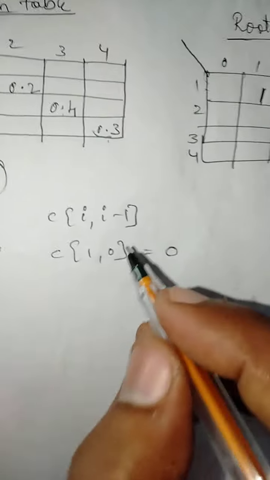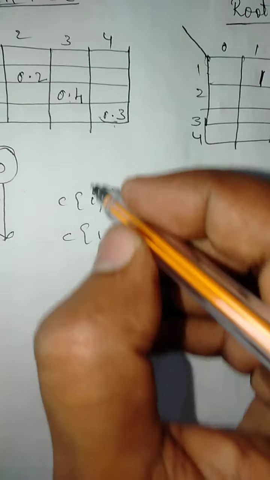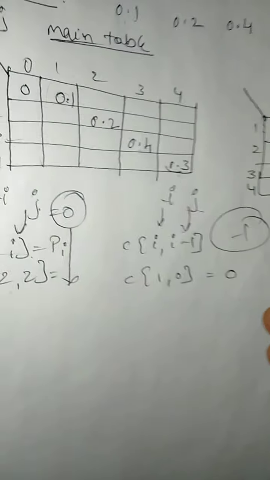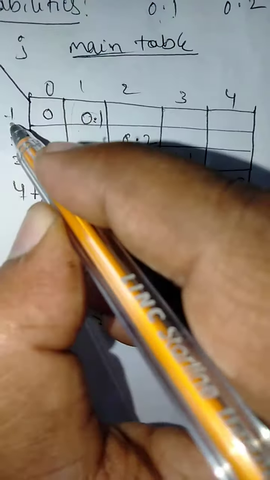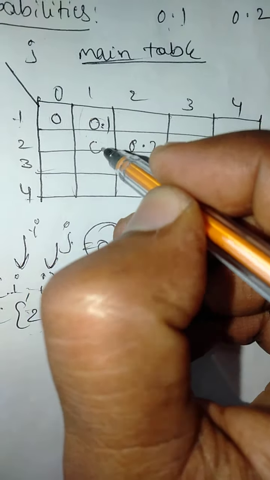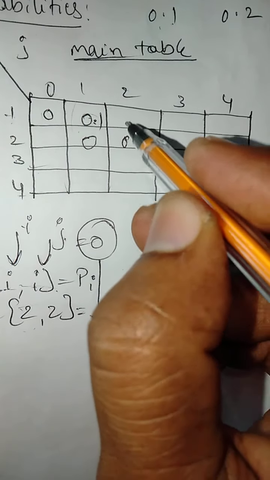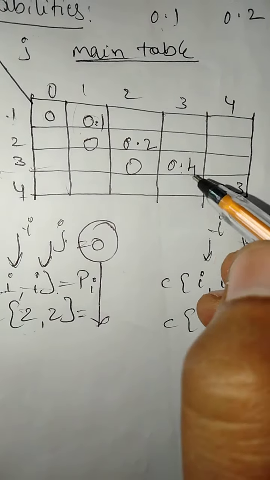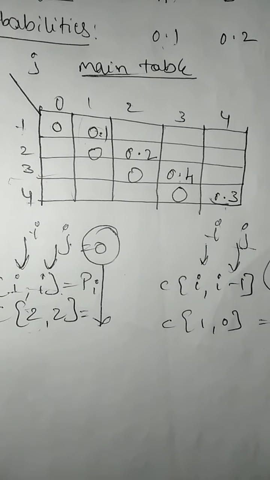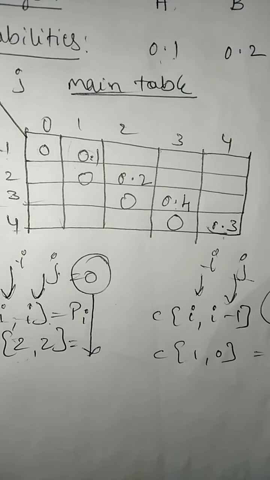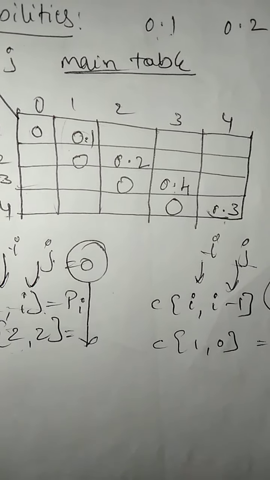Now we are filling the table elements for which, this is i, this is j, so j minus i is equal to minus 1. So 0 minus 1 is minus 1, so I filled 0 here. Similarly, 1 minus 2 is minus 1, so I fill 0 here. Similarly, C of 3 2 is 0, C of 4 3 is 0. So that is how I go on filling. However, in the root table, it is invalid, because when the binary search tree is empty, we don't have any root node.